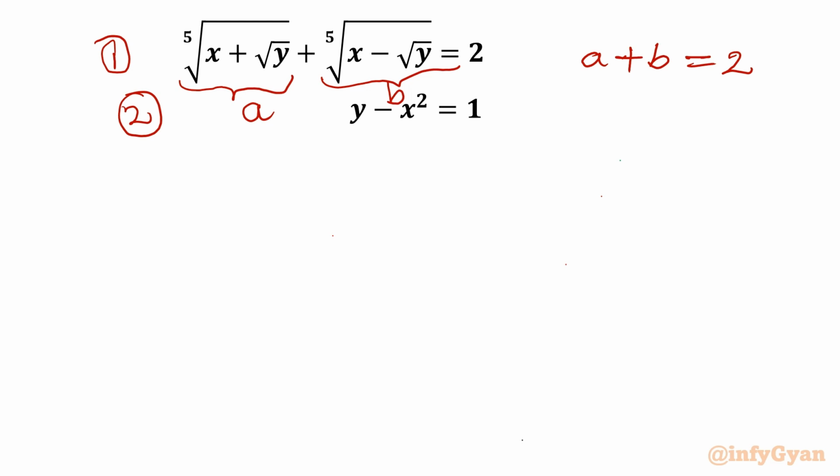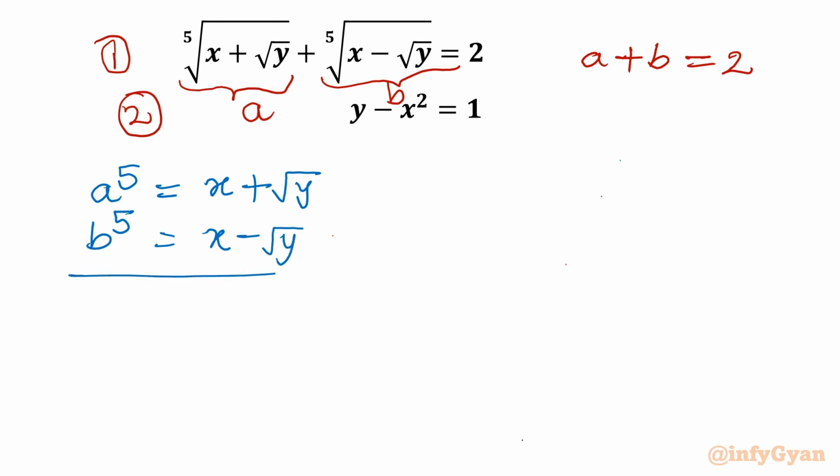Now let me write, if fifth root of x plus square root y is A, then I can write A power 5 is x plus root y, and B power 5 I will write x minus root y. Similarly, let us add both the equations. I will get A power 5 plus B power 5, and square root y minus square root y will be over, so 2x.